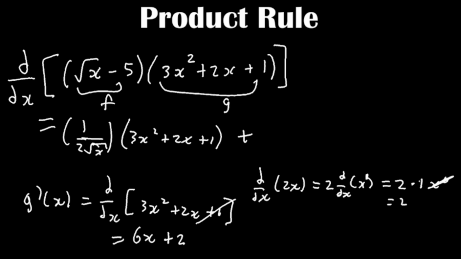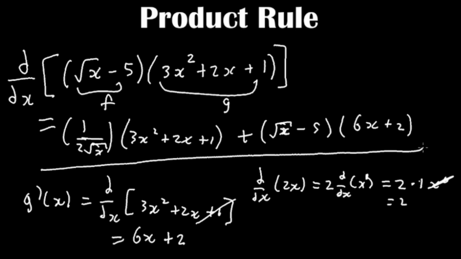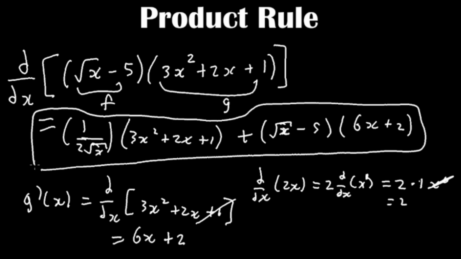So this is the derivative of g. Now we do f, so that's square root x minus 5 times the derivative of g, so 6x plus 2. Now we could expand all this out, but you really don't have to unless you're specifically asked to, or you know that your teacher would like you to. This is kind of a shortcut. Instead of having to expand everything out, we can just find the derivatives separately, and then we do f prime.